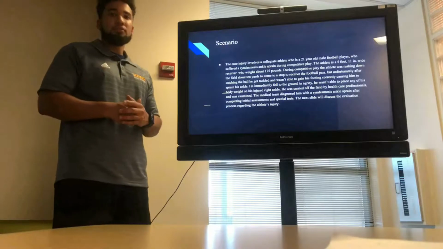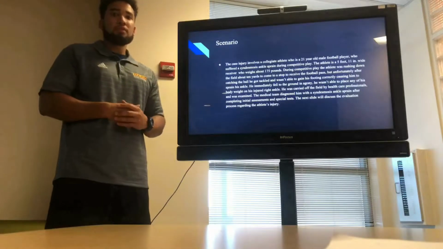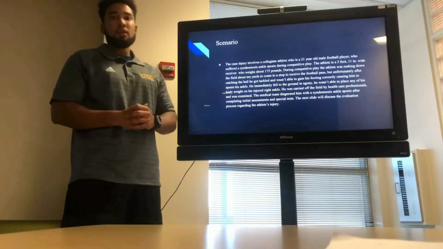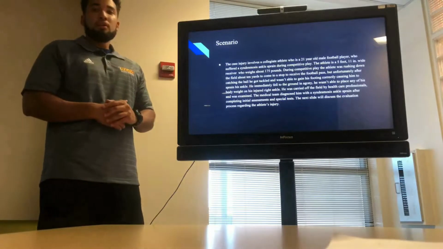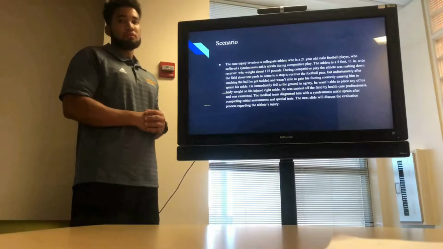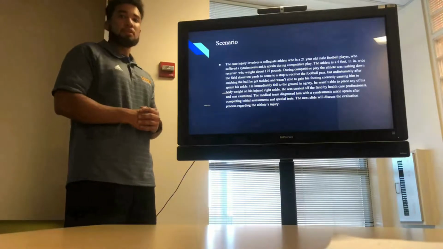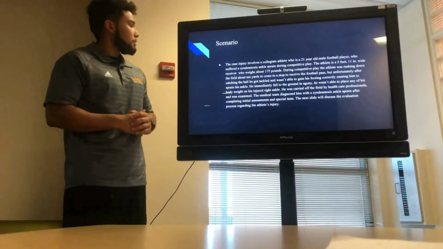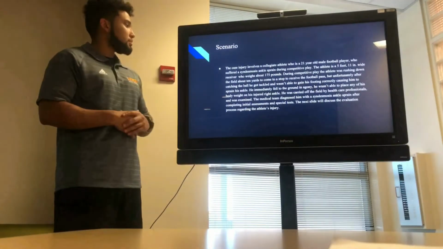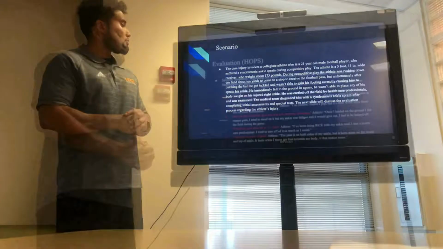He immediately fell to the ground in agony, and he wasn't able to place any of his body weight on his injured right ankle. He was carried off the field by healthcare professionals and was examined. The medical team diagnosed him with a syndesmosis ankle sprain after completing initial assessments and special tests. The next slide will discuss the evaluation process regarding the athlete's injury.